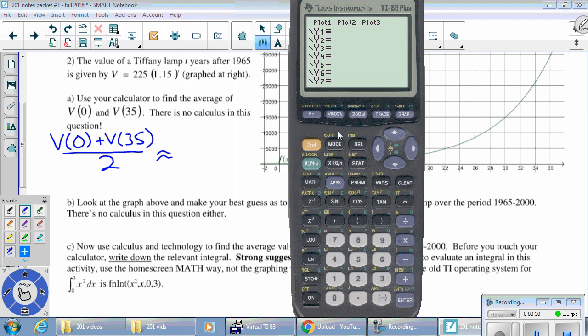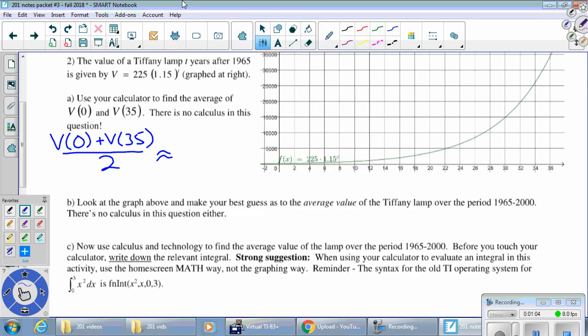Okay, so we'll go into y equals and type in our function, 225 times 1.15 to the x. Then we'll come out here and go to variables, then y variables, then function, and then function. So y of 0 plus y of 35. Okay, so that's the total of those two values, and then we cut it in half to get the average value. So about $15,094.